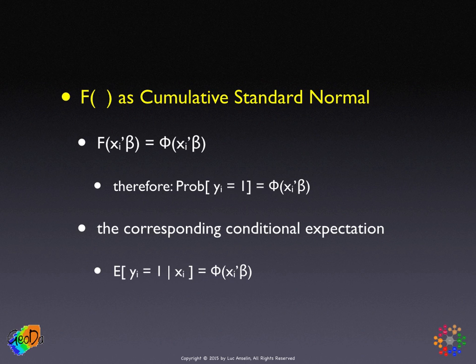As a result, just using the same expressions as before, the probability of observing an event y sub i equal 1 is the cumulative standard normal density of the explanatory variables times the coefficients, and similarly the conditional expectation. On average, what is the probability of getting a 1, of seeing the event, given the values of the explanatory variables, is the cumulative standard normal density evaluated for that value of the explanatory variables.